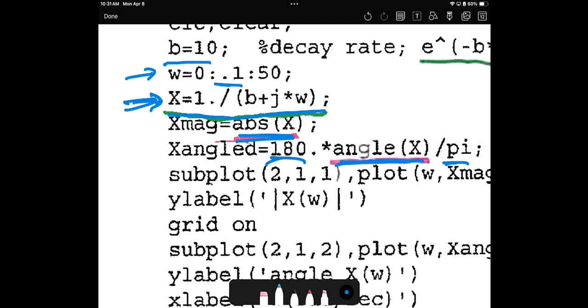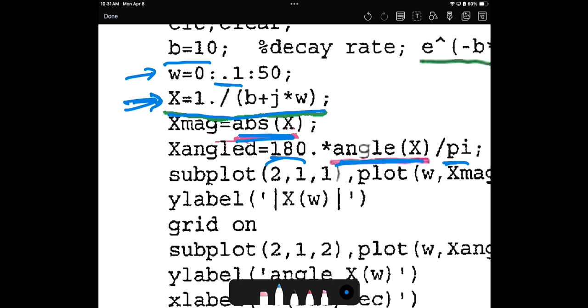Okay? Then omega will most likely be in radians per second, so it will not be frequency in hertz. But here, just a point: we can convert it to degrees or convert it to radians.